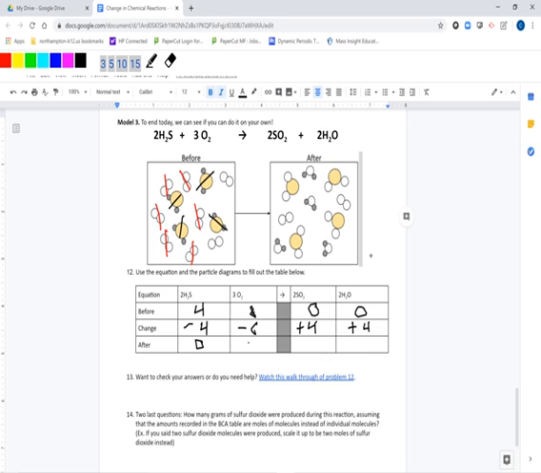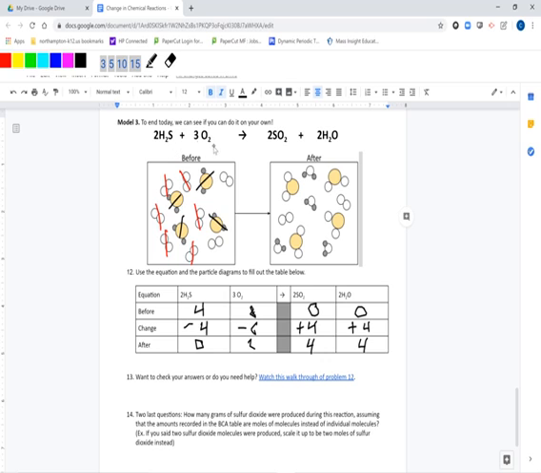Now we go over to the product side here, and during the reaction, what is the change? How much are we making here? We have, let's see, 1, 2, 3, 4 SO2s made. So I'm going to put plus 4. And water, 1, 2, 3, 4, plus 4 water. And then we just do the math to figure out the after column.